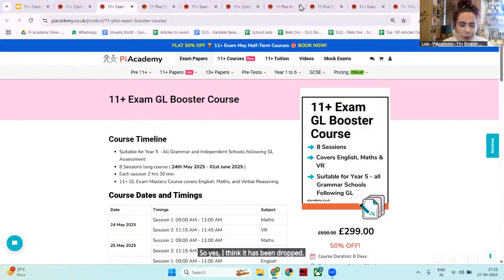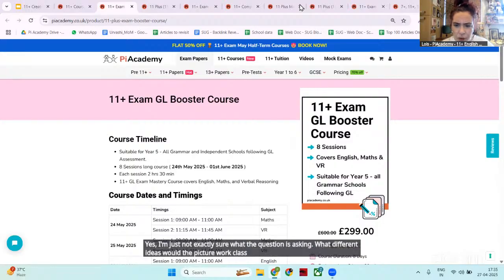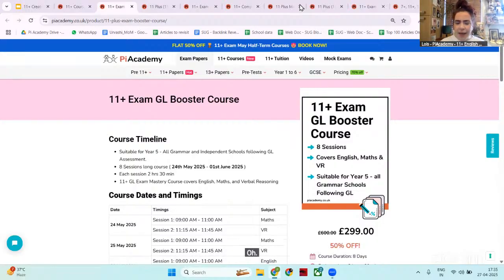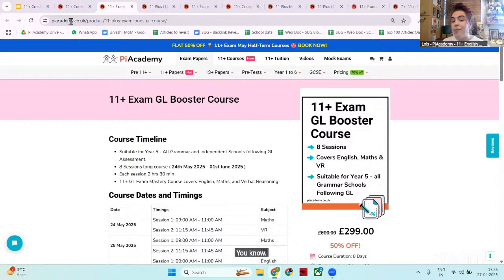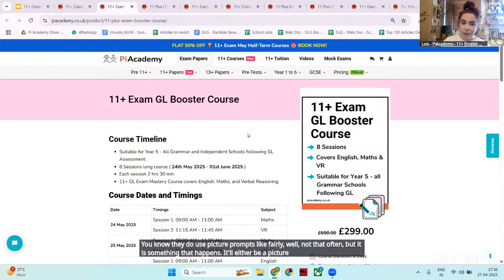I'm just not exactly sure what the question is asking. What different ideas would the picture work class help the children with? Oh, okay, I think I sort of understand. The point of this class, particularly with using the pictures, is that in 11 plus exams there is a chance that they will give you a picture. They do use picture prompts, not that often, but it does happen. It will either be a picture or a written prompt.